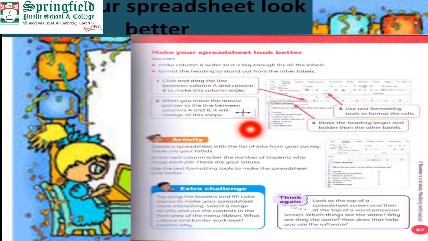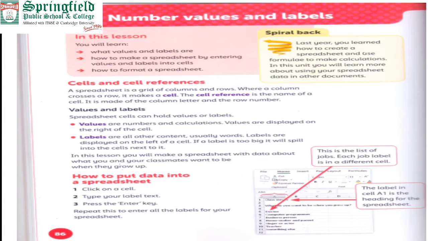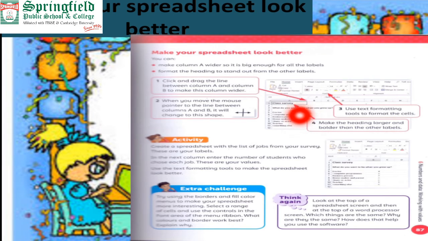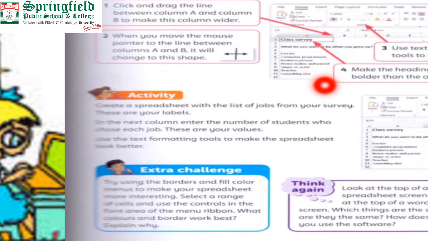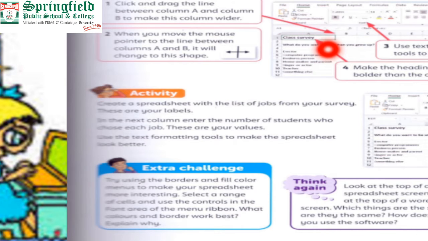If we want to make our spreadsheet look better, like if we have a large amount of data and the columns are small, what will we do? Click and drag the line between columns A and B to make the column wider. Our cursor will change into this shape when you move the mouse pointer to the line between columns A and B. We will place our cursor here, and when the shape of the cursor changes, we will spread it and make it wider.